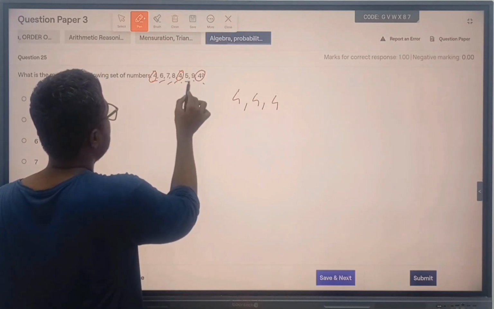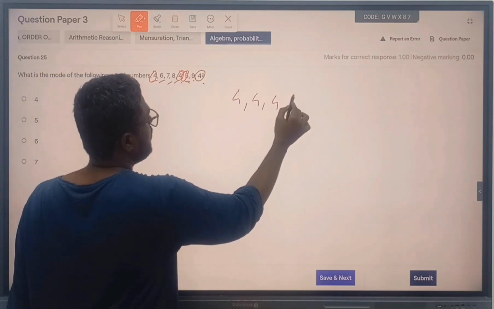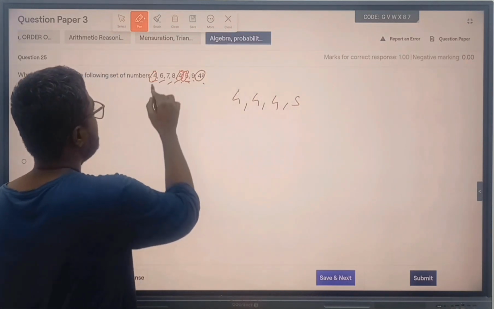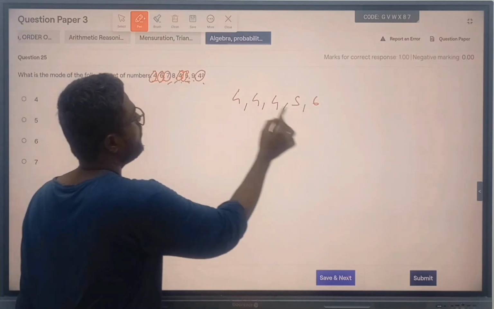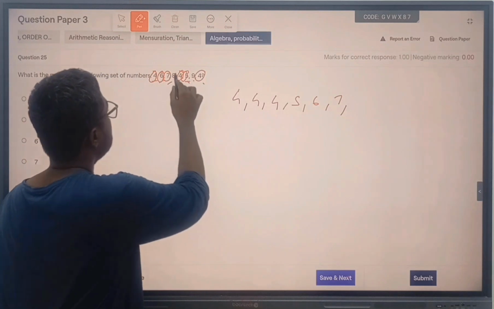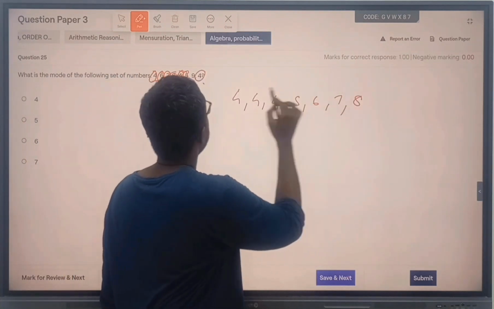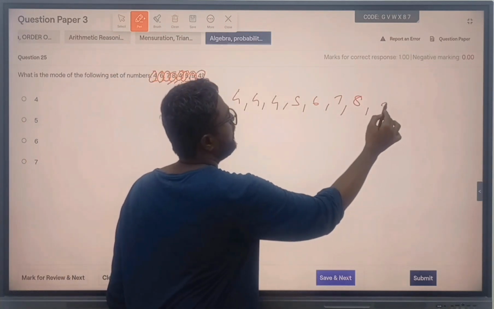Then the next number is 5. How many 5s are there? There is 1 5. Then how many 6 are there? There is 1 6. 7s? Yes, there is 1 7. How many 8s are there? There is 1 8 and the one remaining.